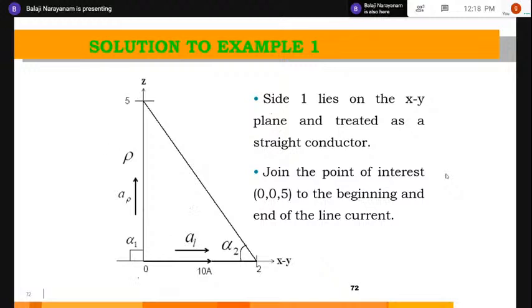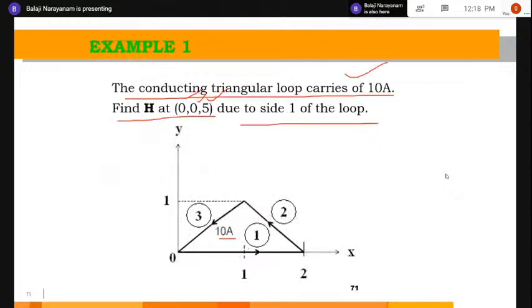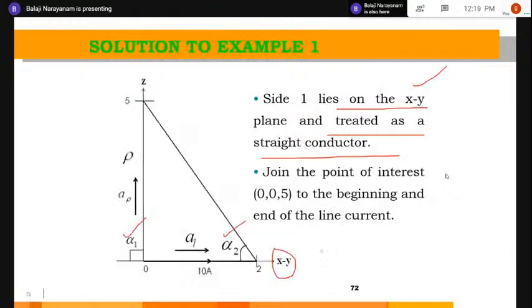For our convenience, we redraw this one, and for clear understanding of alpha 1 and alpha 2, we have to redraw it. This is the XY plane. So you have a filamentary current carrying conductor. Side 1 lies on the XY plane and is treated as a straight conductor. So you take side 1 in the XY plane.